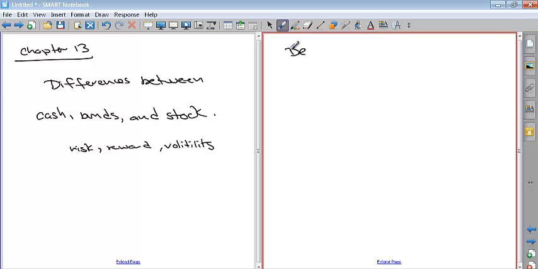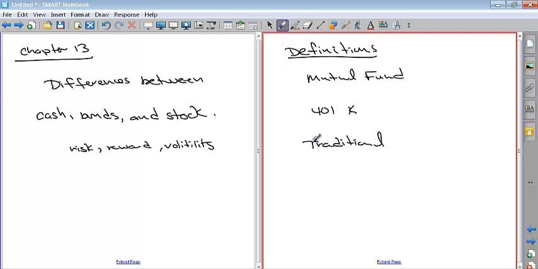I'm going to ask you to write down the definitions for the following. So, what is a mutual fund? What is a 401k? What is a traditional IRA? And what is an IPO? Okay. And we talked about this in terms of stocks. IPO stands for initial public offering. So just research that a little bit, summarize it in a few sentences.